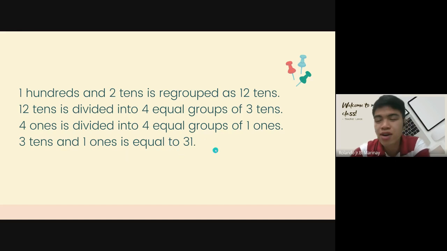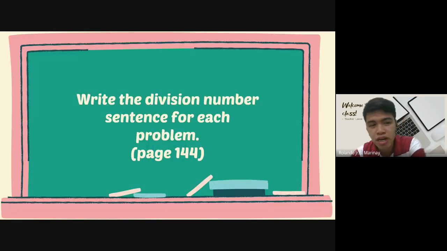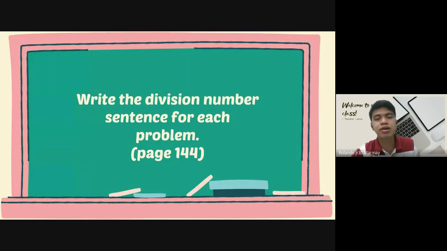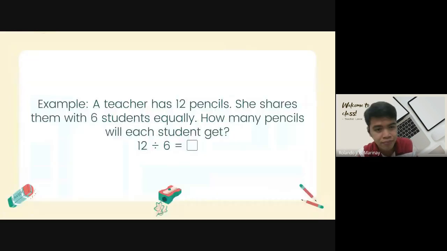If we are going to use the method of place value, we are going to have this kind of solution. So let's try it on page 144. We're just going to answer very simple division. We're going to write the division number sentence for each problem and answer them. For example, a teacher has 12 pencils and she shares them with 6 students equally. How many pencils will each student get?